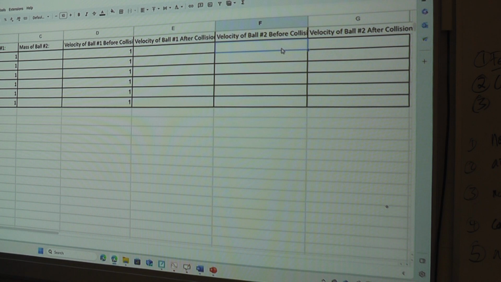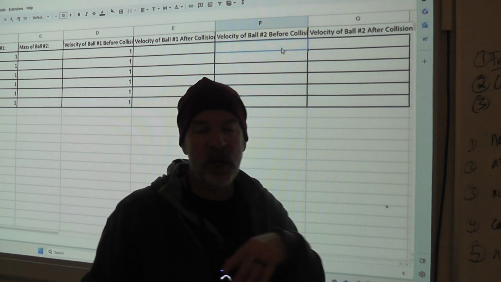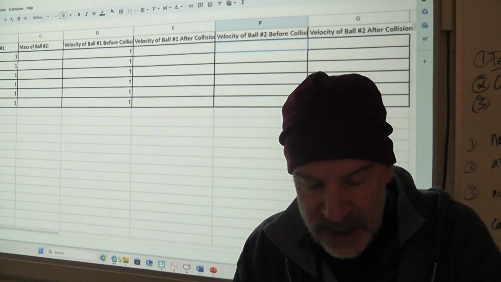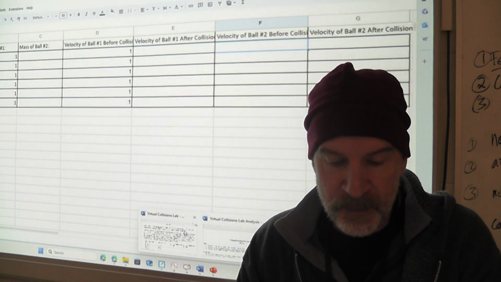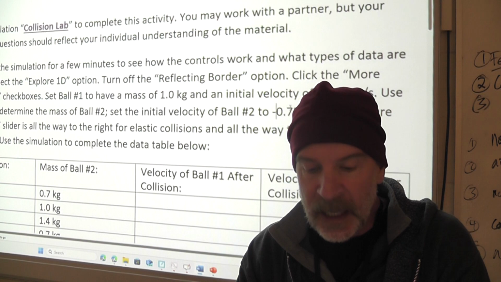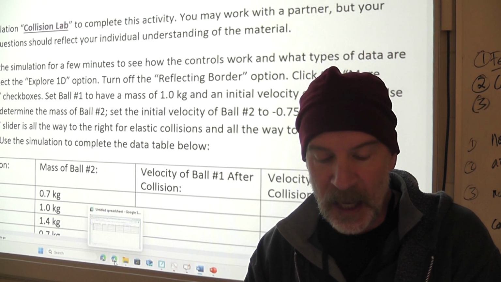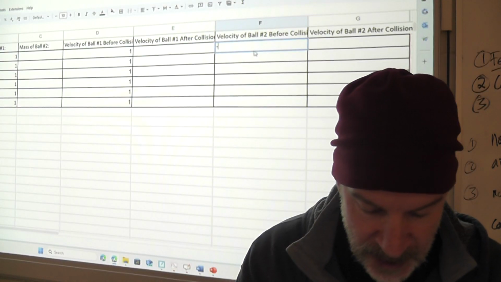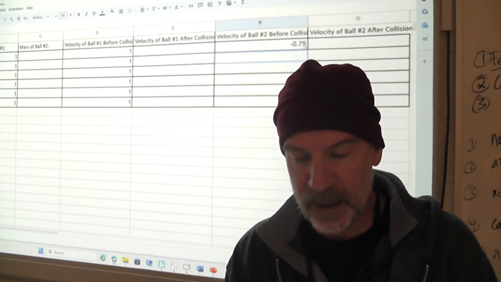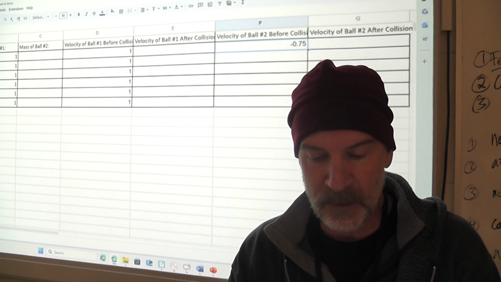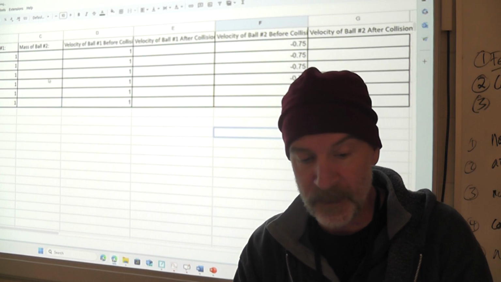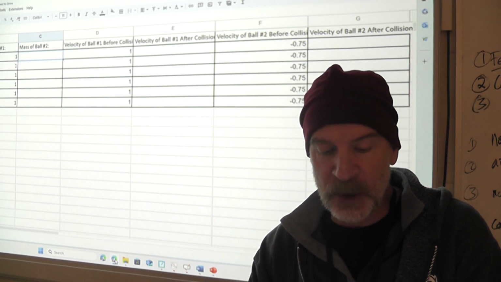We also, ultimately, are going to need to have some variables that we can use to keep track of this stuff better. That's where the little prime and all the terminology is going to come in. But we don't have to worry about that for today. The velocity of ball number 2 before the collision is supposed to be negative 0.75 meters per second every time. So I'm going to just put that in, negative 0.75, and I'm going to have that just be my velocity every time, all right? And then the mass of ball number 2 changes.